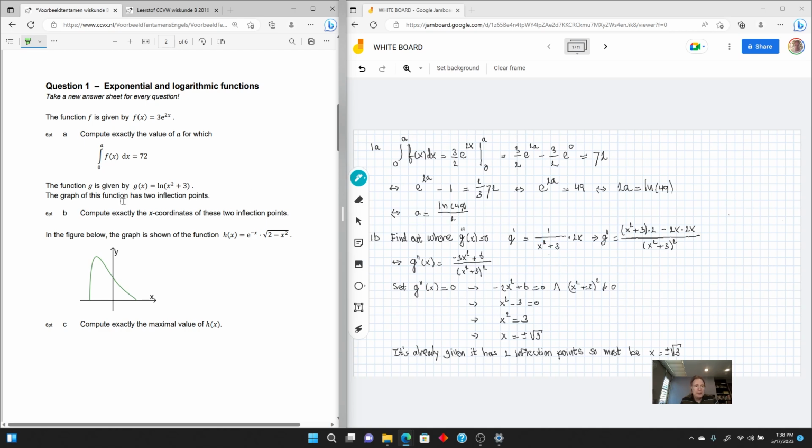So is there anything on the domain here? No, this is all fine. The x squared plus 3 is all positive here, and this is also not equal to 0. And again, since they already mentioned there are two inflection points, we don't need to further study whether or not around these two x's the second derivative will change sign or not.